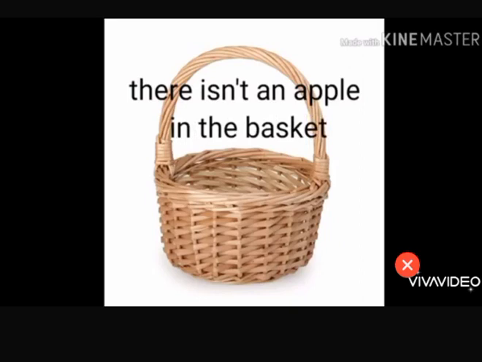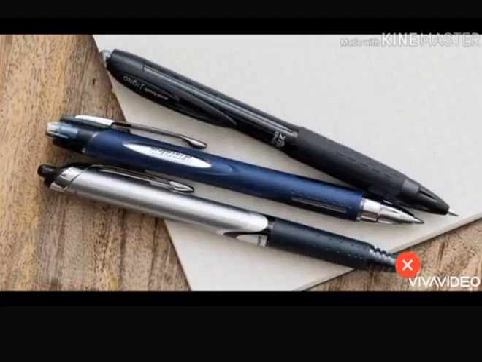No. So when I want to refer to something which does not exist, I will say for singular noun, there isn't an apple in the basket. There isn't an apple in the basket because I can't see any apple. Okay. Again, there isn't an apple in the basket.